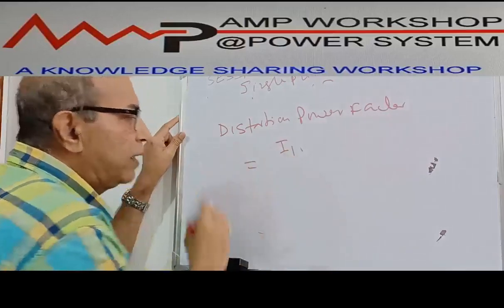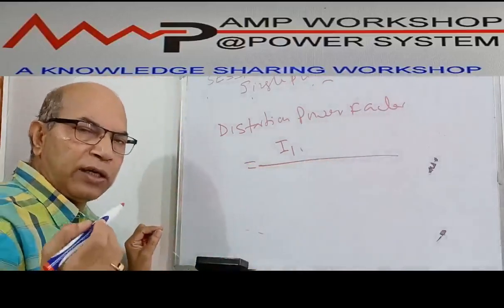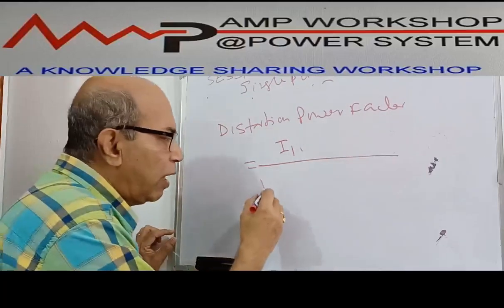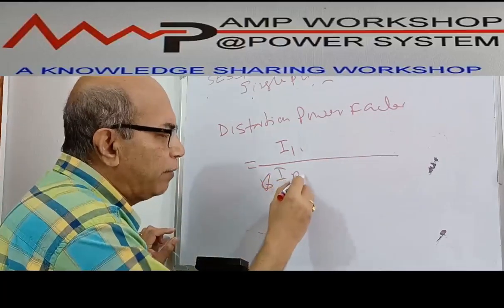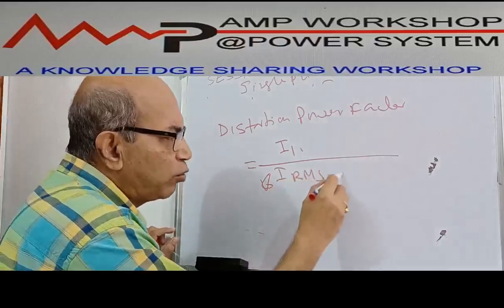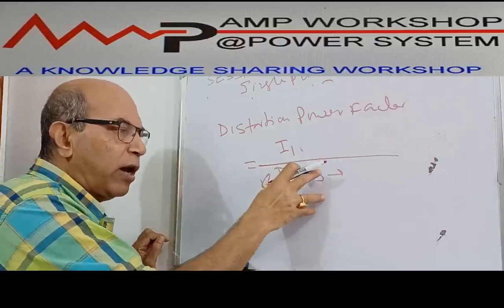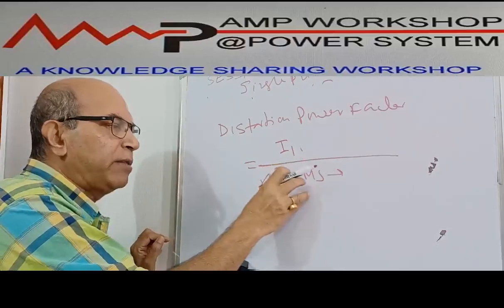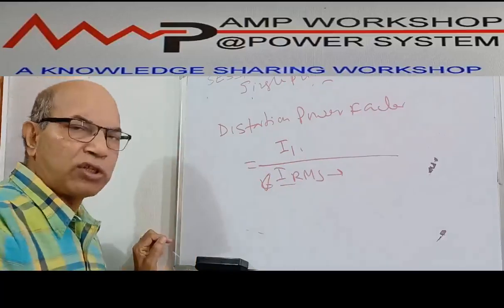Suppose the fundamental current is I1, and all the harmonics which are producing this distortion, what does that equal? It is the RMS current due to the various harmonics. The RMS value of all the harmonic currents divided by the fundamental current is called the distortion power factor.